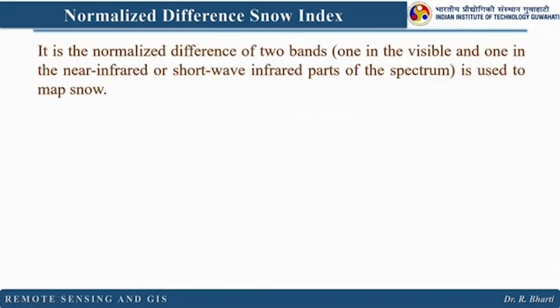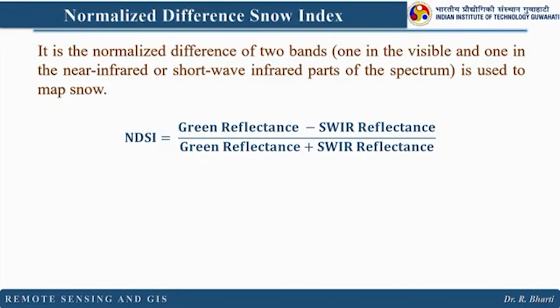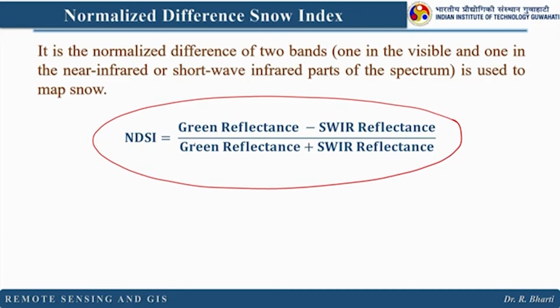NDSI is the normalized difference of two bands, one in the visible and one in the near infrared or short wave infrared parts of the spectrum, and is used to map snow. Here this is the NDSI equation in the generic form. If you want to use Landsat or Aster or Spot or any other satellite data, you need to find out which band corresponds to green and which band corresponds to SWIR. Then you can easily apply this particular band ratio.